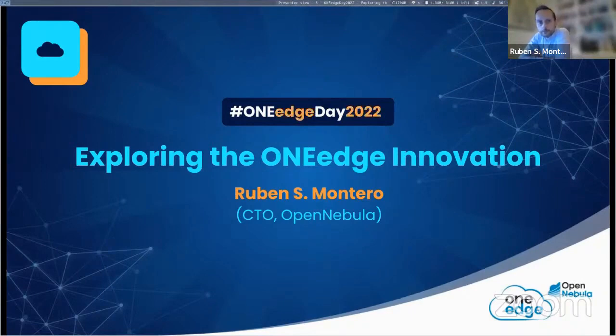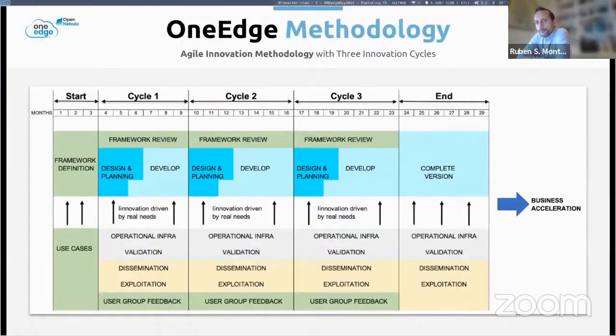In this talk we are going to explore the innovations that we developed in the ONEedge project. In the project we follow an agile model for executing the project, which is divided in 3 cycles. In each cycle we perform all the development together with the dissemination, exploitation, and validation activities, so we can really react quickly to new demands of the users that are trying the technology, or the new innovations that we identify in the ecosystem of the cloud edge market.